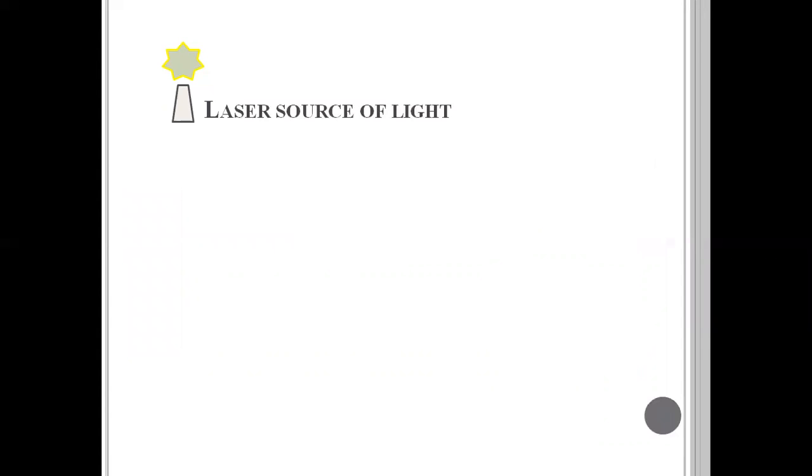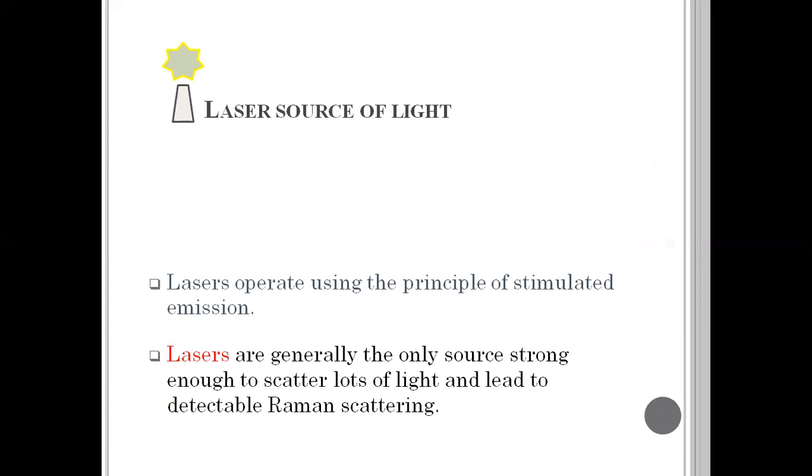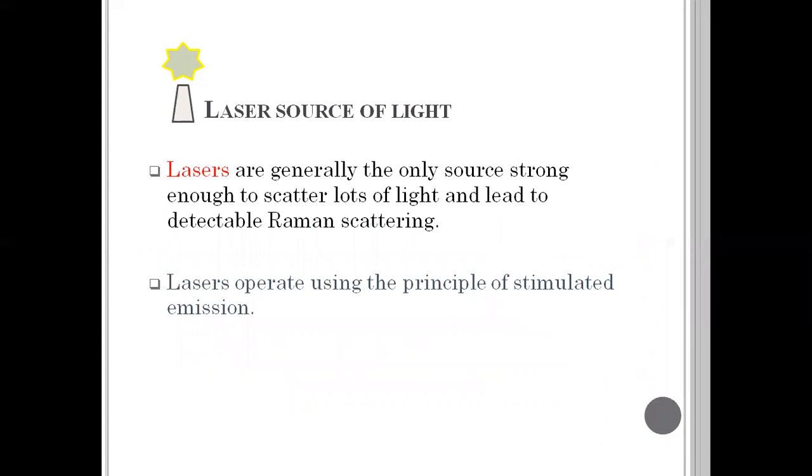What is a laser source of light? Basically, lasers operate using the principle of stimulated emission. Lasers are generally the only source strong enough to scatter enough light and lead to detectable Raman scattering. So Raman spectroscopy requires a light source such as a laser. The resolution of the spectrum relies on the bandwidth of the laser source used. Generally, shorter wavelength lasers give stronger Raman scattering due to the v to the fourth increase in Raman scattering cross sections, but issues with sample degradation or fluorescence may result.